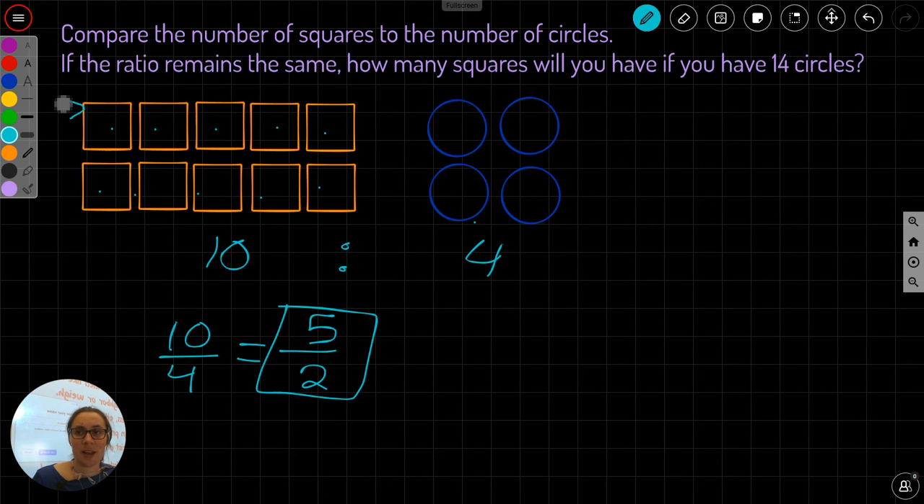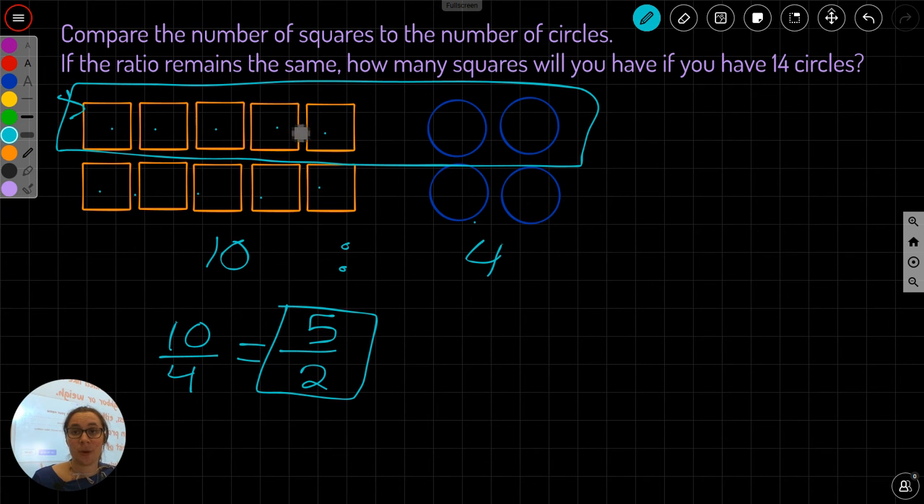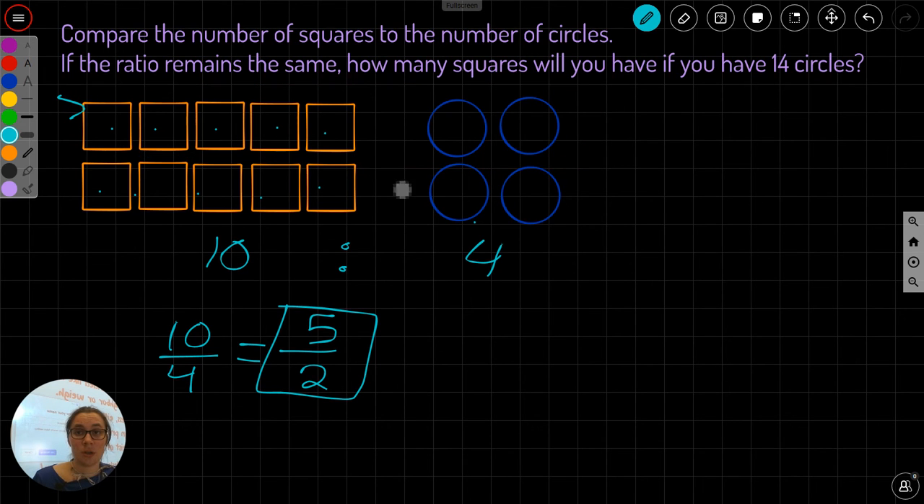And I can see that. If I, for example, just took half of these, divided it by 2, as I did, I have 5 squares and 2 circles.